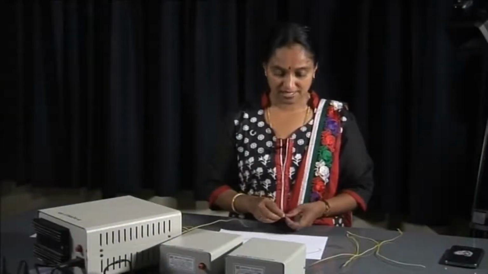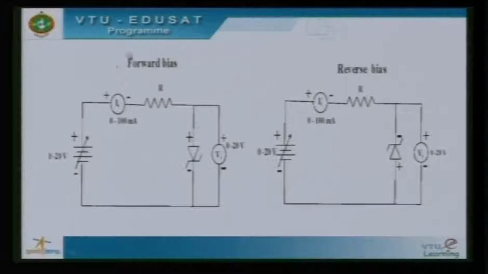Now, let us start the circuit connections. Let me start with the forward biasing mode. The given Zener diode along with the resistor is connected in series with milliammeter and power supply, and the voltmeter is connected across it as shown in the circuit diagram. So, let us do it.